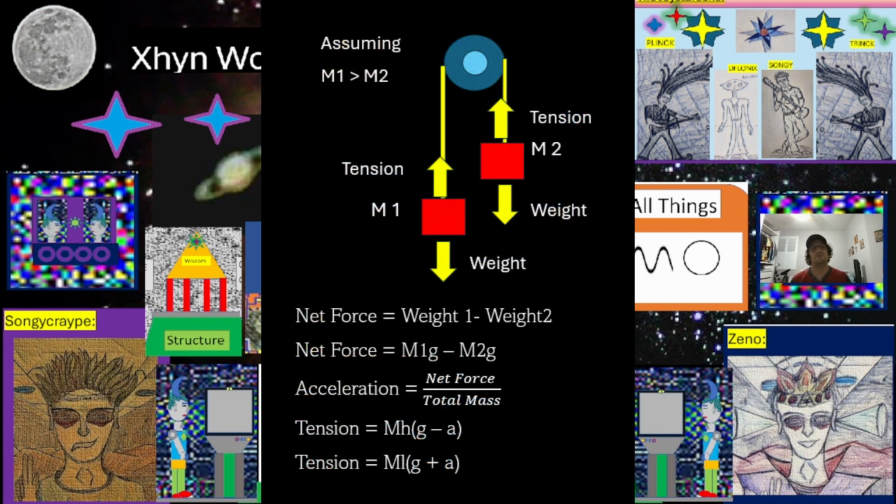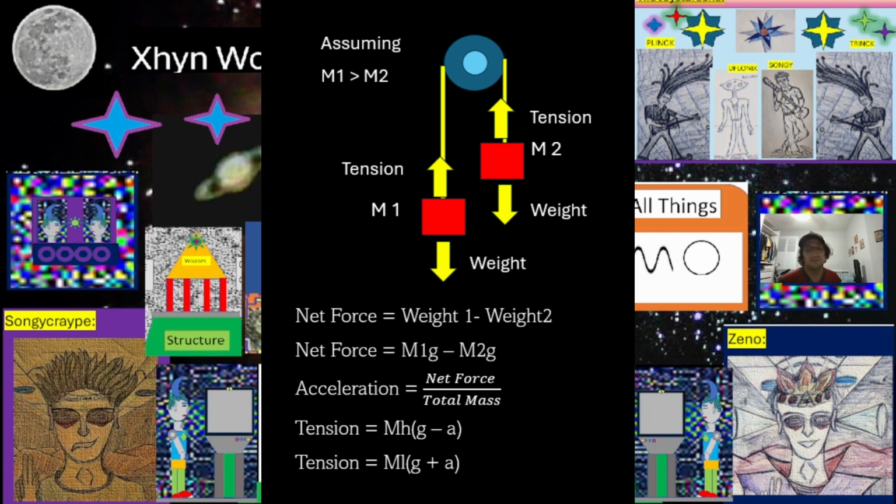So if we now assume that the mass on the left is heavier than the mass on the right, the net force will be the weight of the one on the left minus the weight of the one on the right. So m1g minus m2g, right? Because these are the forces. The force of gravity is what's going to cause the system to move. The acceleration will be the net force over total mass, which gives us acceleration in units of meters per second squared.